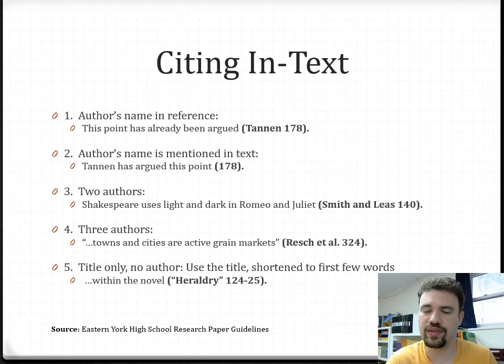Now, here are some different scenarios. If you use 2 authors, or a source that has 2 authors, you would include both of their last names, like in example 3, Smith and Leas, and the page number, right? However, like in the full citation, if you've got 3 or more authors, you would say the first author's last name and then et al, and then the page number. Okay, so you can kind of see a little bit of a pattern going here.